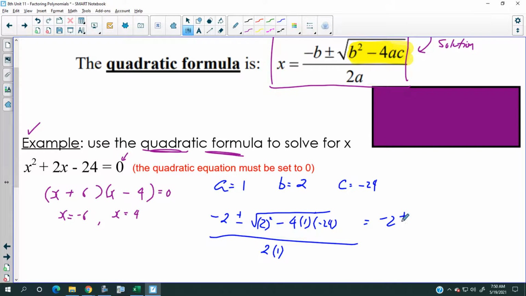So that's negative 2 plus minus square root of 2 squared is 4. Let's see. Now I'm going to try to do this in one go. Because negative times negative is a positive, so I'm just going to say add. 4 times 24, what's that? 4, 4, 16. 4, 2 is 8, 9, 96. Okay, over 2a, that's 2. All right, we're going to keep going.